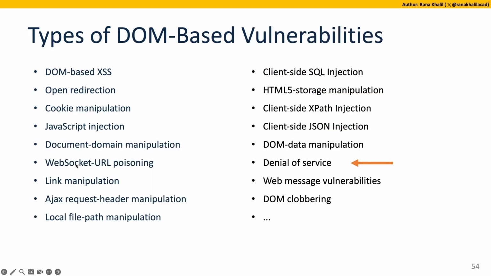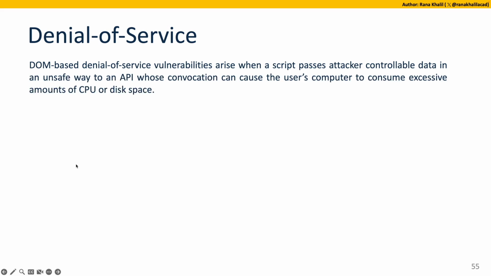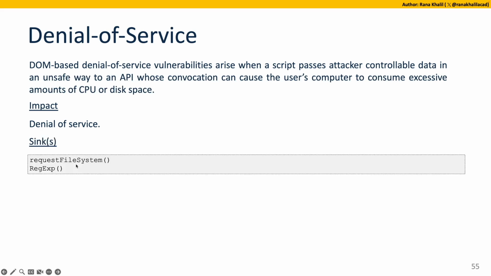Let's move on to denial of service vulnerabilities. DOM-based denial of service vulnerabilities arise when a script passes attacker-controllable data in an unsafe way to an API whose usage could cause the user's computer to consume excessive amounts of CPU or disk space. This obviously causes denial of service attacks in the user's browser, and the potential sinks for this vulnerability are the request file system and the regexp or regular expression function.